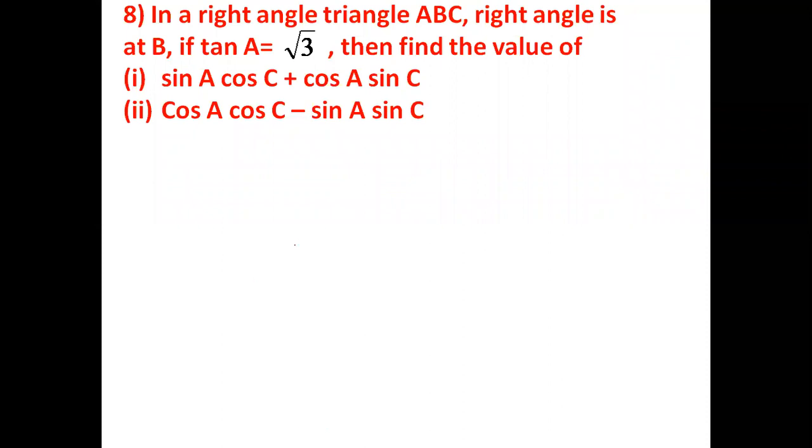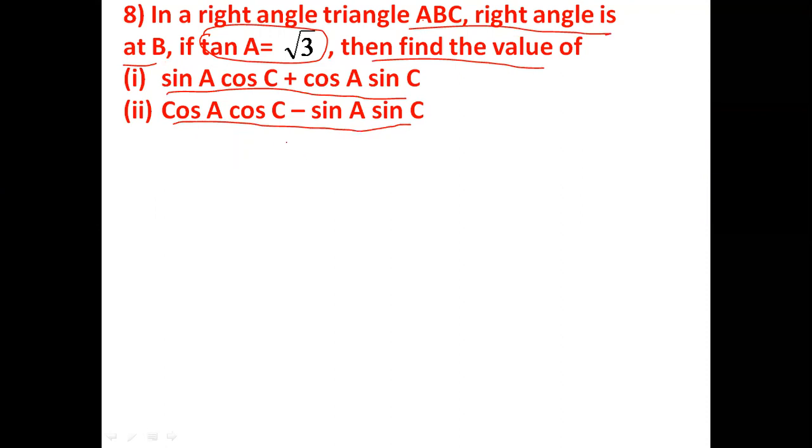In a right angle triangle ABC, the right angle is at B, and given tan A is equal to root 3. Then find the value of first one, sin A into cos C plus cos A into sin C. Second one, cos A into cos C minus sin A into sin C. So solution, what is given?